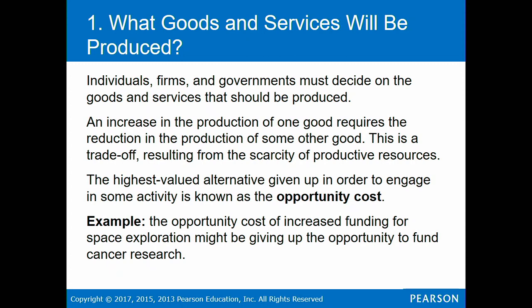So the textbook says there are 3 main economic questions, so I'll run through these. The first is what goods and services will be produced? Individuals, firms, governments, all these different parties have to decide what goods and services are going to be produced. An increase in production of one good means there's going to be less resources available to produce other goods. Again, this is because of scarcity. So there's a trade-off: if you want to produce more of one thing, you're going to get less of that other thing. So if we devote more resources to pizza, there's going to be less left for other types of food, or something completely different, not even food.